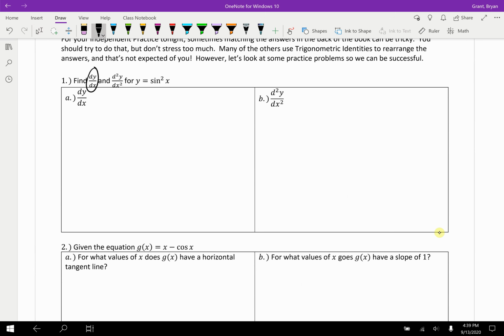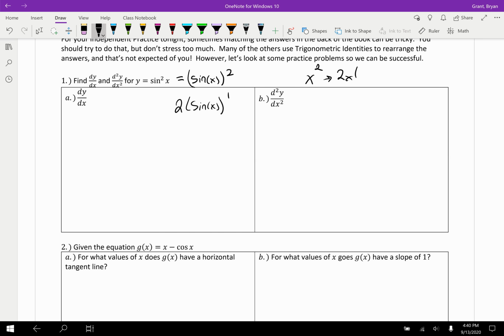Okay, find the first derivative and the second derivative for y equals sine squared of x. Now, it would be really easy for you to, well, one thing we are going to have to remember is that sine squared of x is sine of x squared, right? That is definitely true. But it would be really easy for you to confuse this with the power rule, where you say, oh, x squared, that's 2x to the first. You're like, oh, sine of x, that's just going to be 2 sine of x to the first.